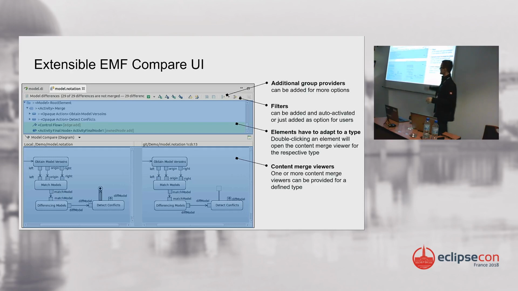So as you remember, up here you have basically the overview of the changes, and if you select one, you see the details of the selected change down here. And what we did is basically we replaced or added an additional viewer for showing the details, to show you the actual impact of the change.